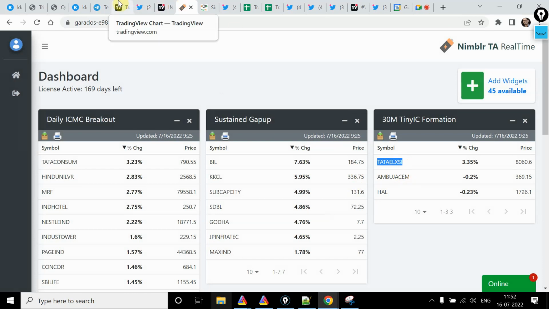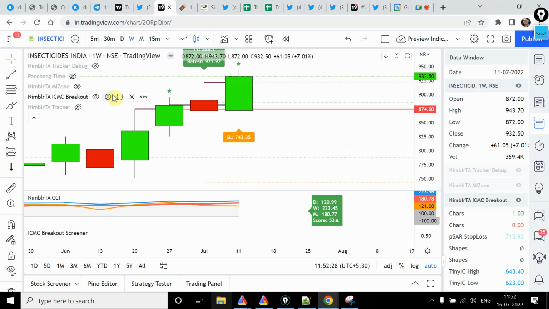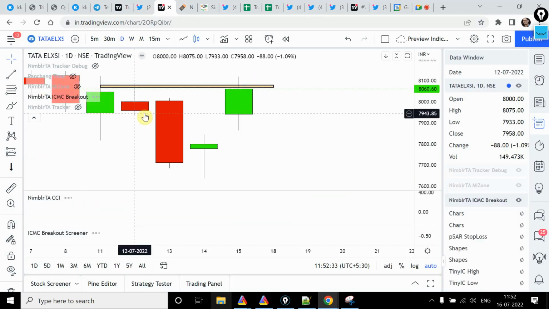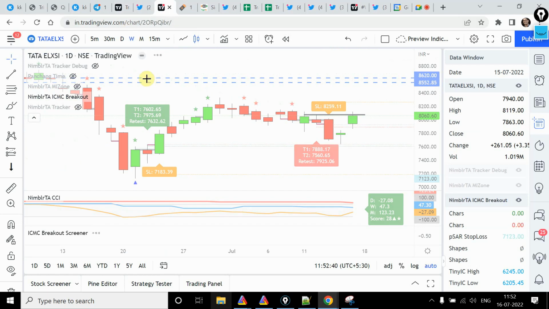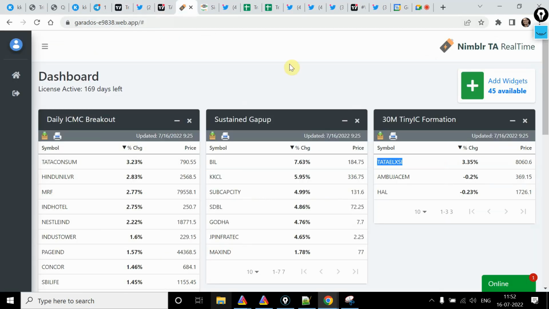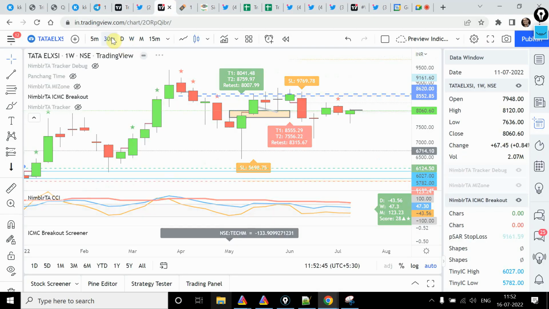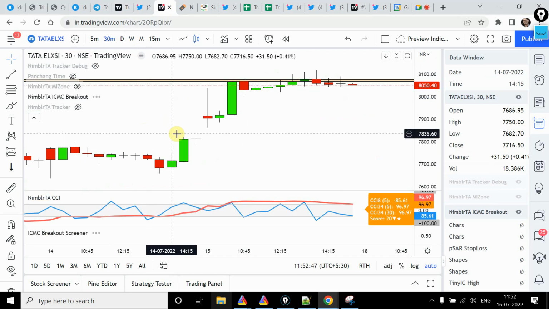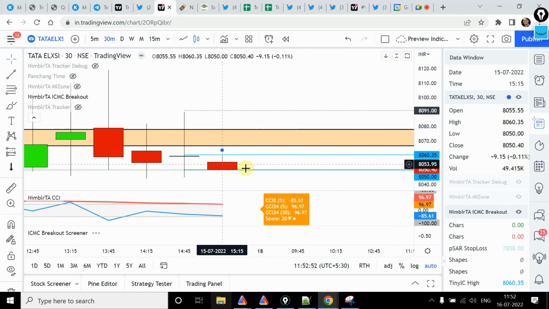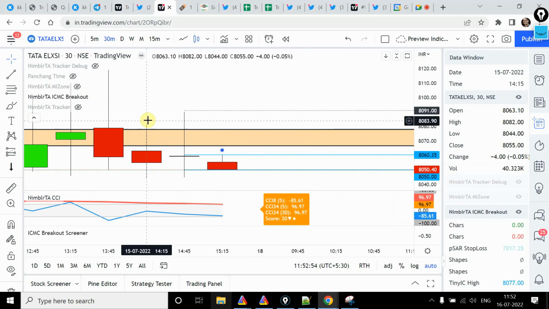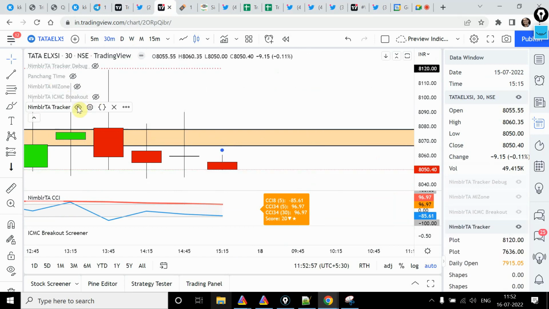now let me come back to my TradingView chart over here, and if I come back to the chart over here, I would be able to identify what is happening on the 30 minutes level. So this was on 30 minutes. I go to the 30 minutes time frame. I see on a 30 minute time frame, there's a tiny IC which is formed over here. Can you see this blue dot? This is available on ICMC breakout as well as NimblrTA tracker as well, right?